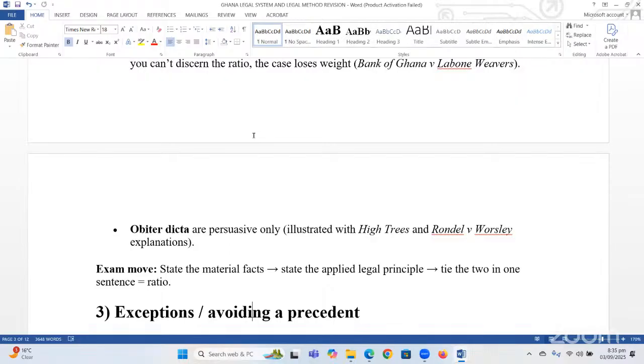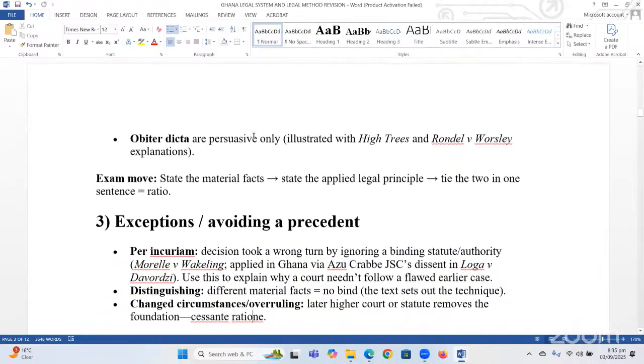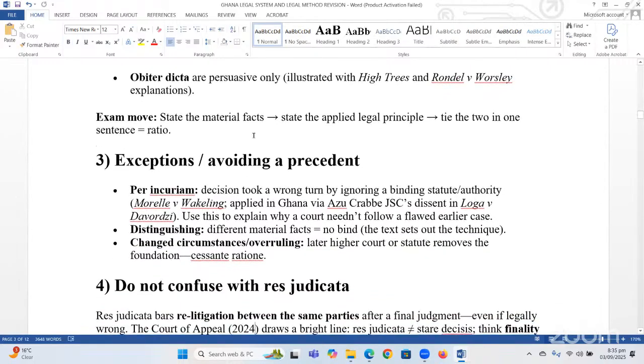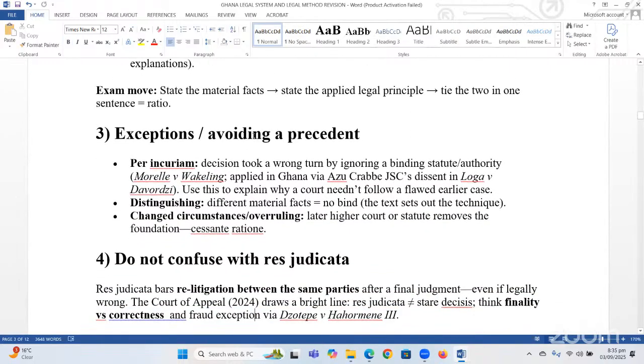So to know the ratio decidendi, you get the material facts, and then we state the applied legal principle in that case. So the applied legal principle plus the material facts will give you the ratio decidendi. But there are instances in which the ratio decidendi, or the precedent, may not actually be followed. In other words, under what circumstance will a binding precedent not bind or not be applicable?